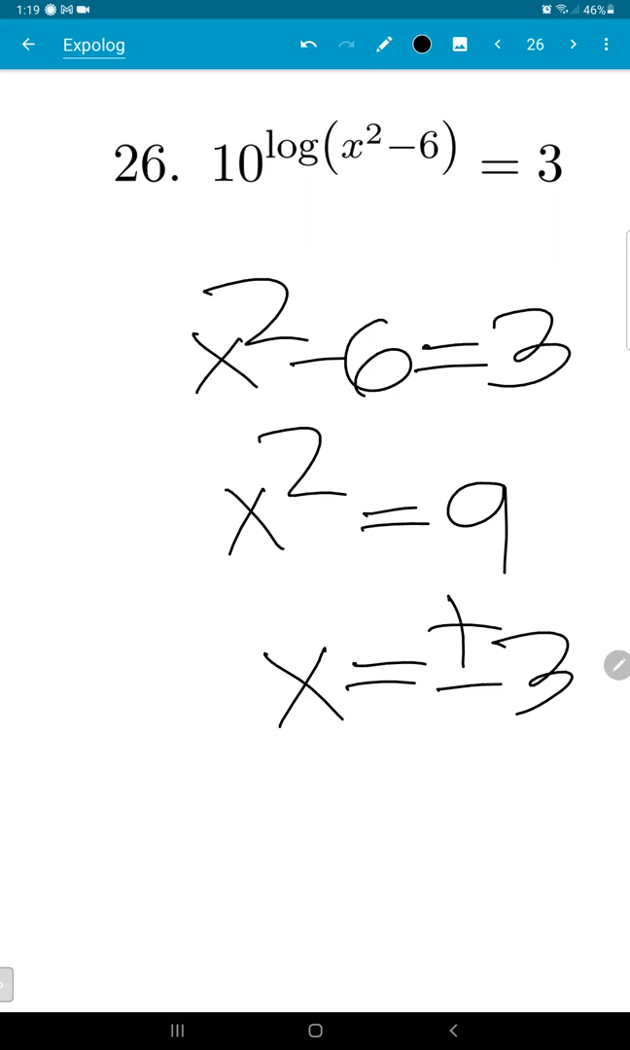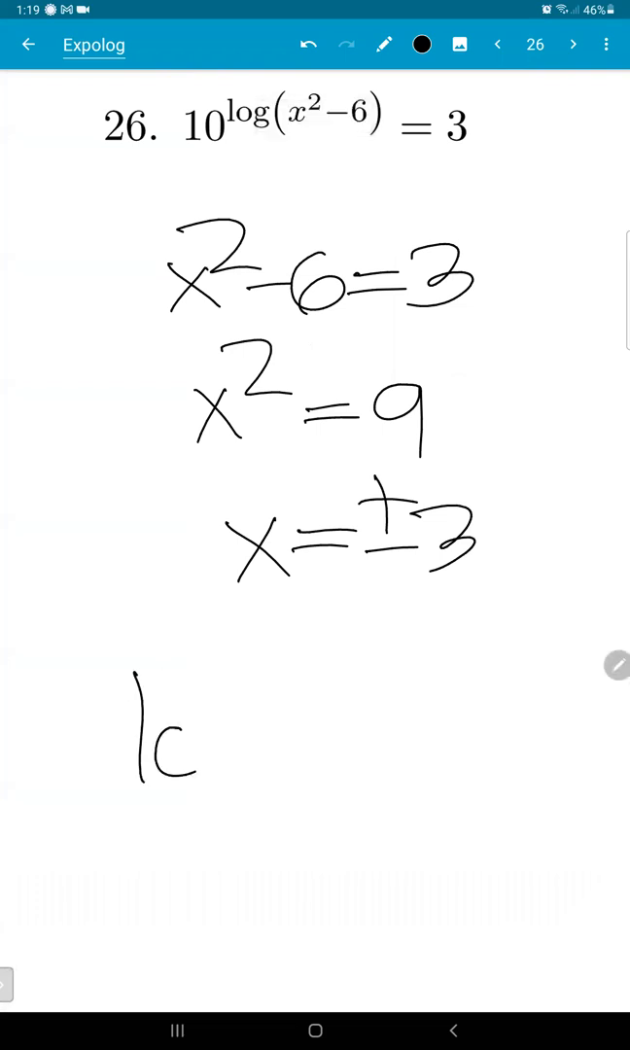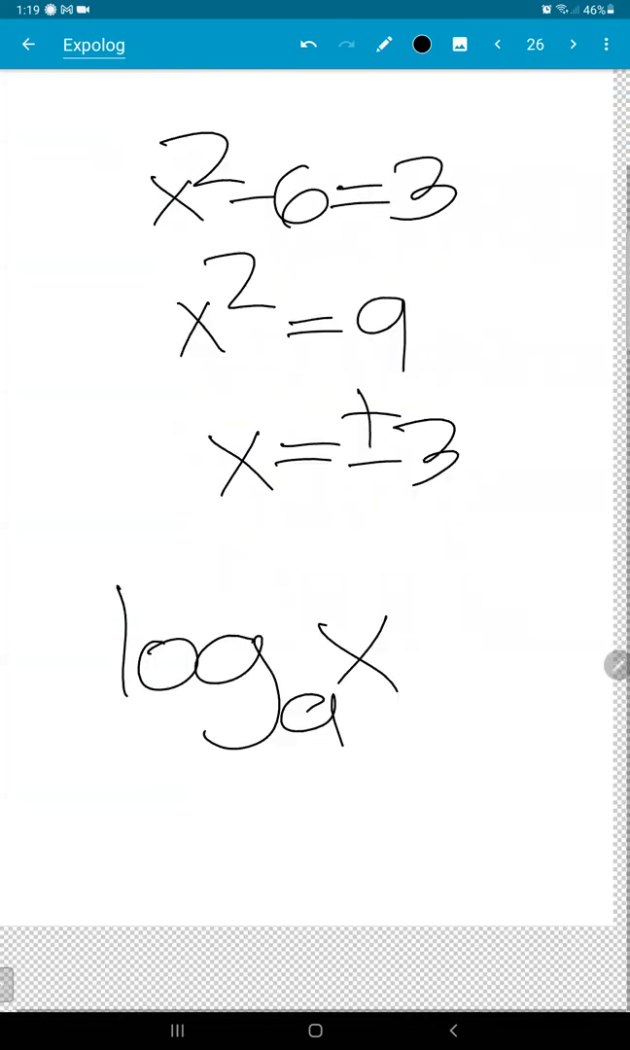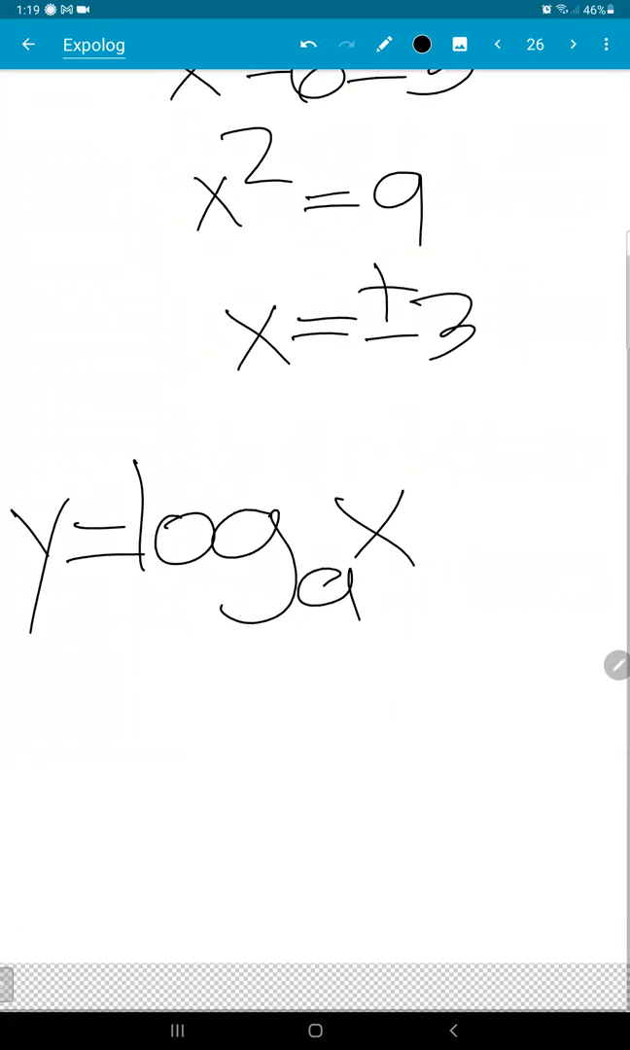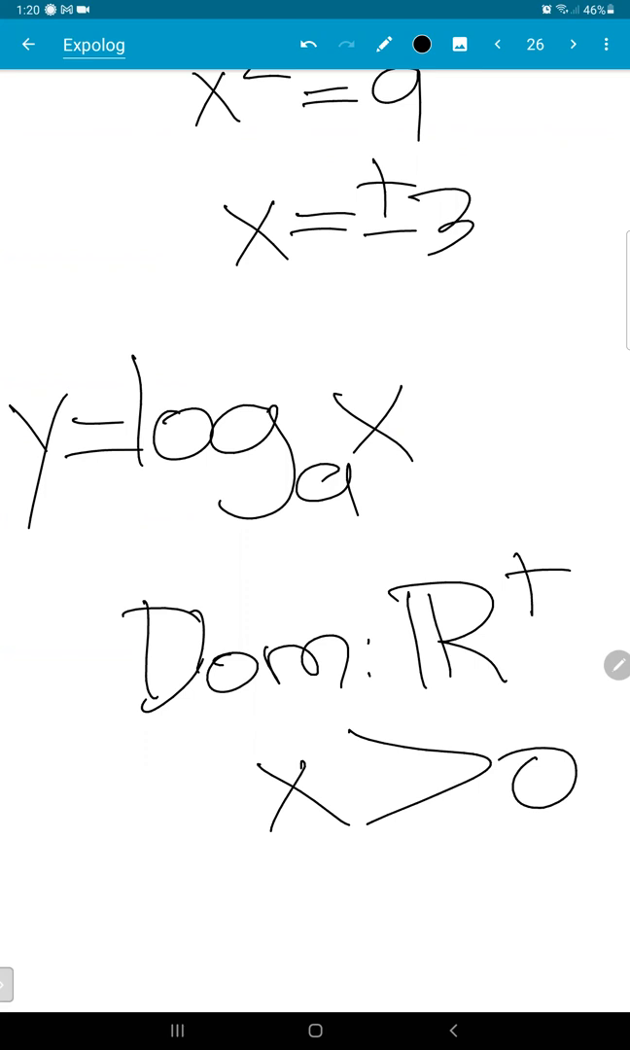Now you have to be aware that logarithms are also not defined for all real numbers. What's the domain of the logarithmic function, log x? If this is your function, its domain is, anyone? Set of all positive real numbers, which we denote by R plus, meaning all x greater than 0. So that means that the logarithm is not defined for negative values.